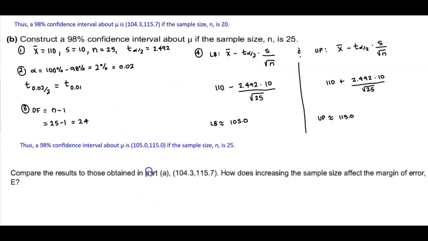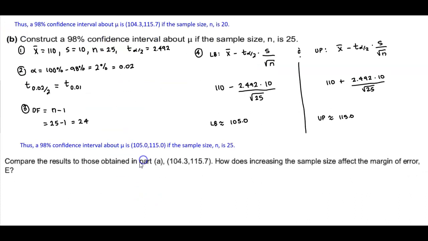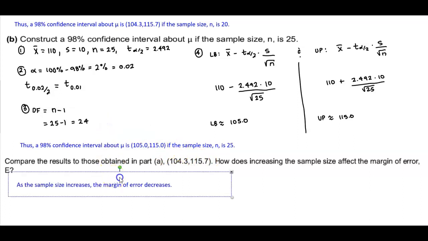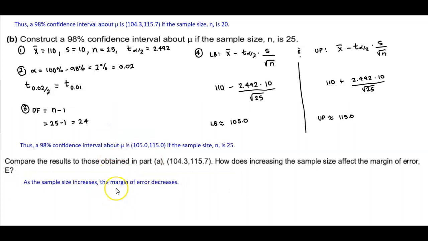Okay, now the next question is asking us to compare the results to those obtained in Part A, 104.3 and 115.7. How does increasing the sample size affect the margin of error? Well, look at the sample size. It went from 20 to 25. This went from 104.3 to 105, and this went from 115.7 to 115. So what it's saying here is that as the sample size increases, the margin of error is going to decrease, because now these are becoming closer and closer to each other.